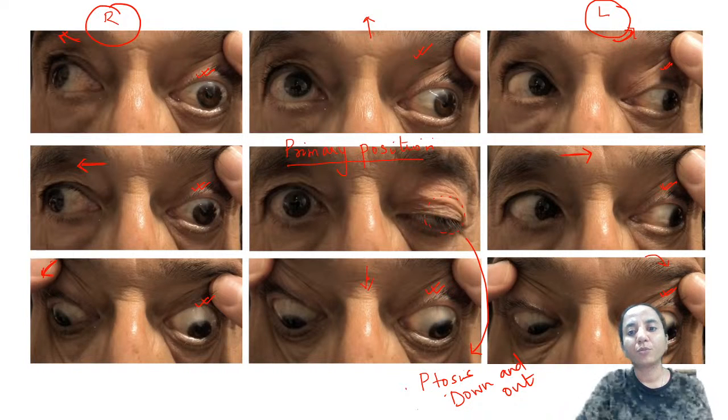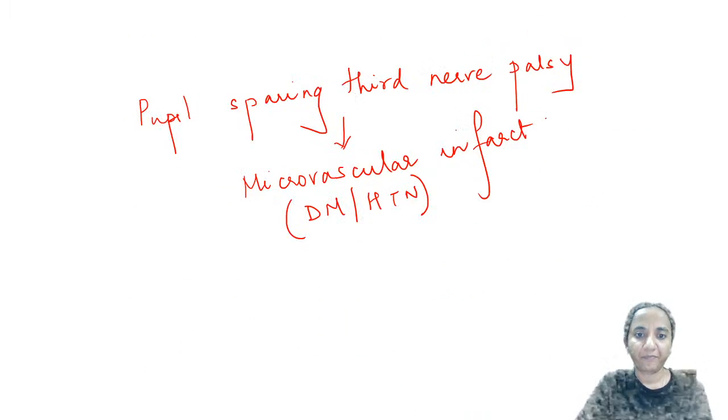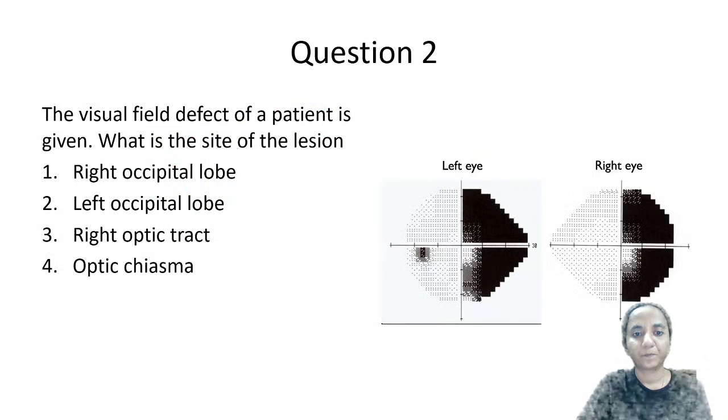Now let me go to the next question. The next question again was relatively simple. This is the question where we have been given the visual field defect of a patient and we are asked what is the site of the lesion. So see, this is the visual field defect of the patient and they have labeled it as the right eye and the left eye. So this is the right eye and this is the left eye.